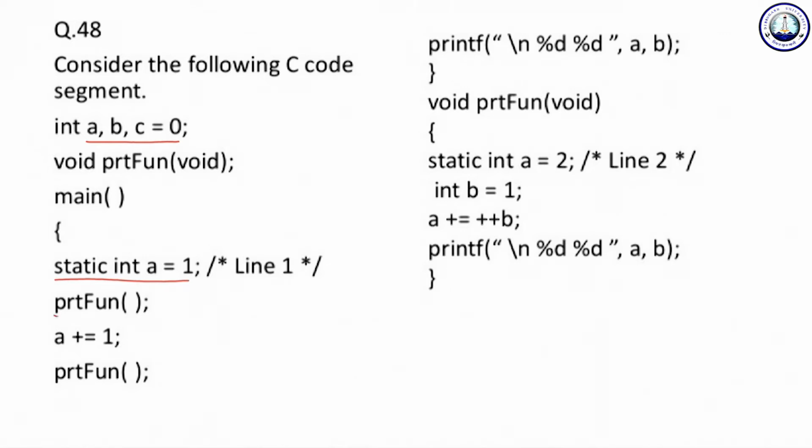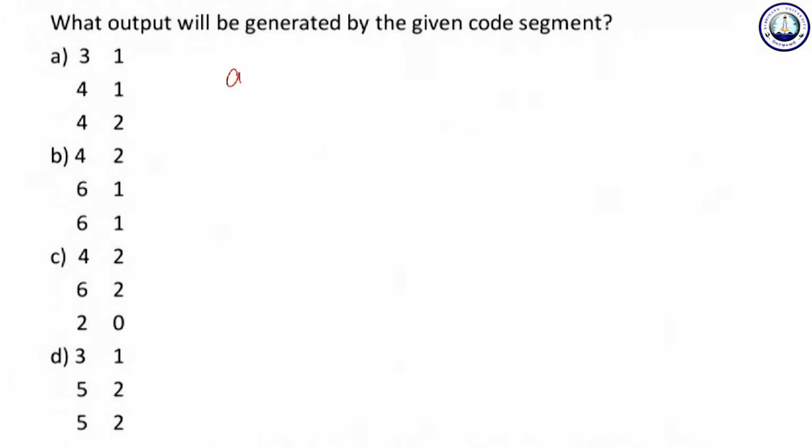Then coming to the function PRT fun. So, when this function is being called, we will go here. Okay. So, we will go from here. So, initially, before this function call, the value of A is equal to 1. So, the value of A is equal to 1. It is a static.